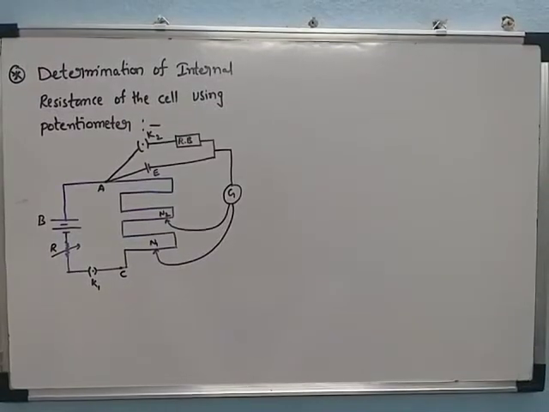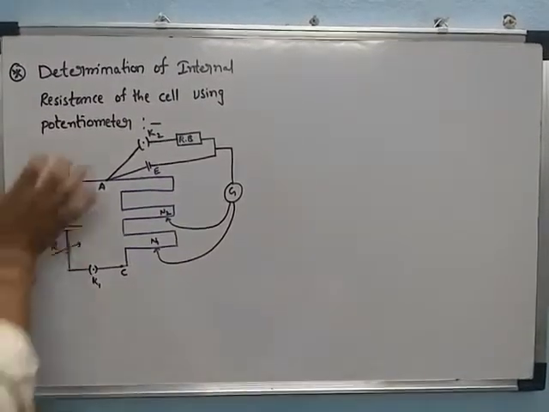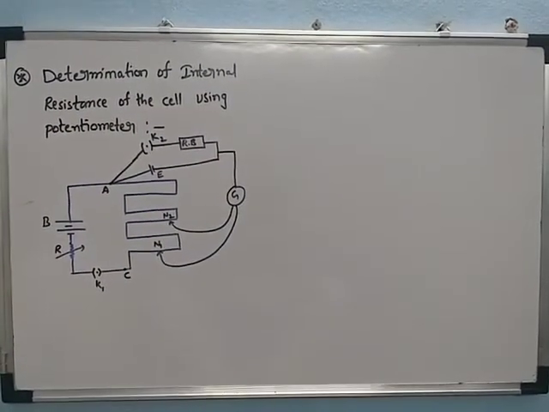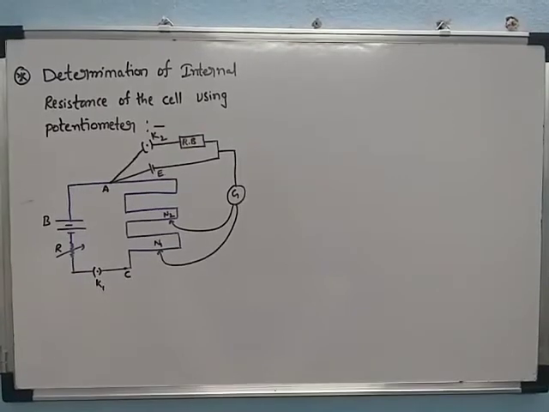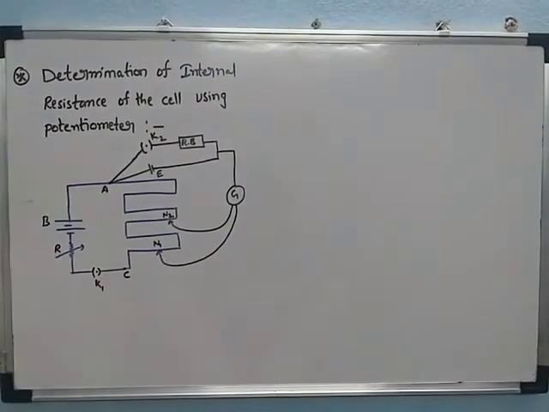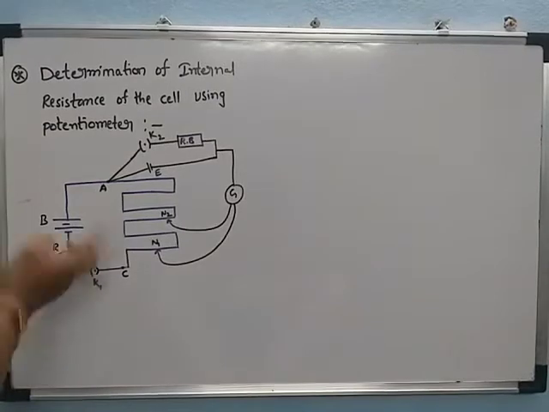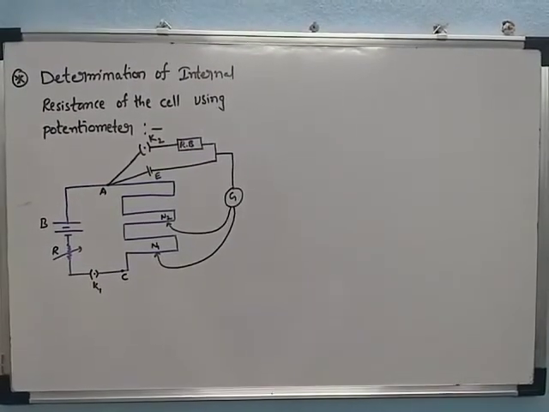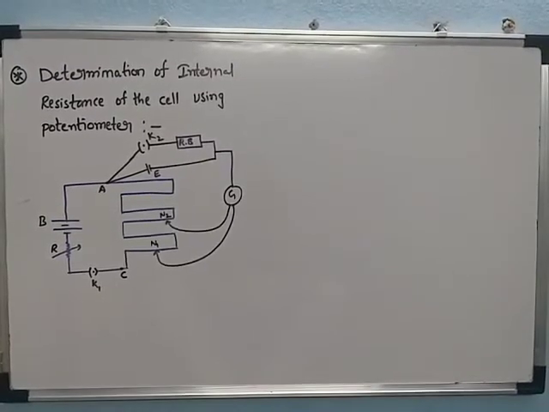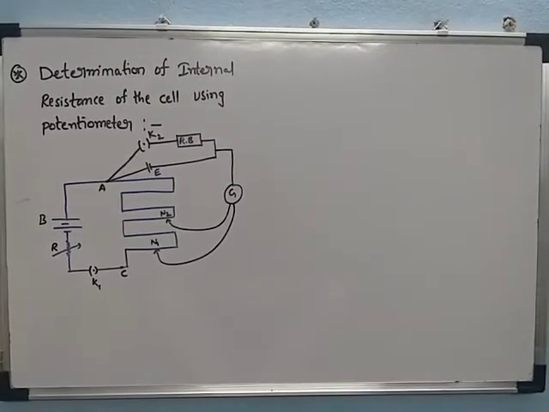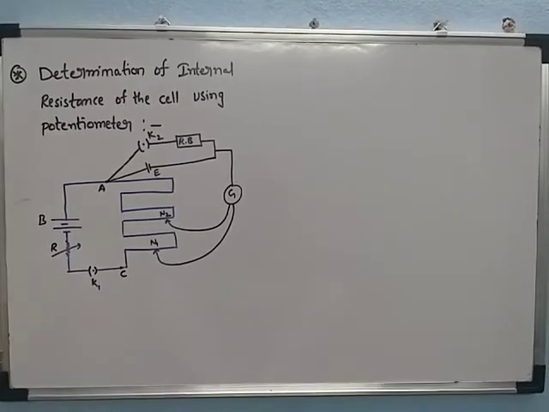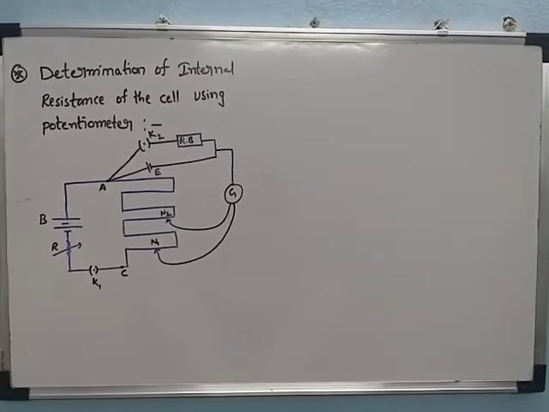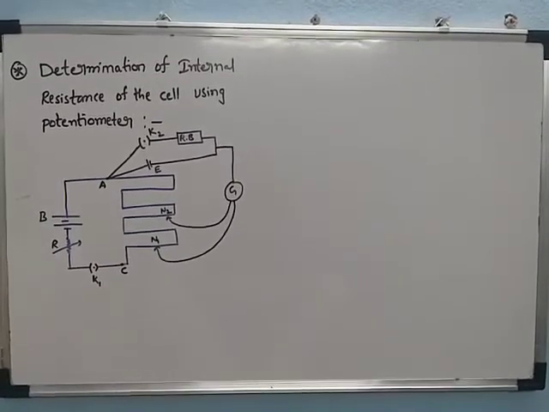Now we're discussing the topic: determination of internal resistance of a cell using a potentiometer. Before this topic, we covered comparing the EMF of two cells using a potentiometer. These are the two applications of a potentiometer. The first one is comparing the EMF of two cells.